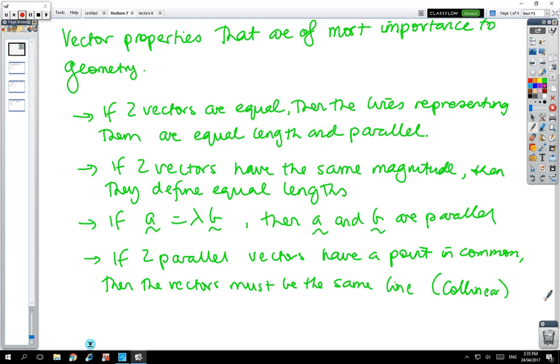And the last one is if two vectors have a point in common. Okay, they don't have a point in common here, but if two vectors have a point in common, then they are on the same line, and that's called collinear. So here, there's no point in common, but when one vector and another vector have a point in common, then they must be on the same line. Okay, so those are important things to know for geometry.